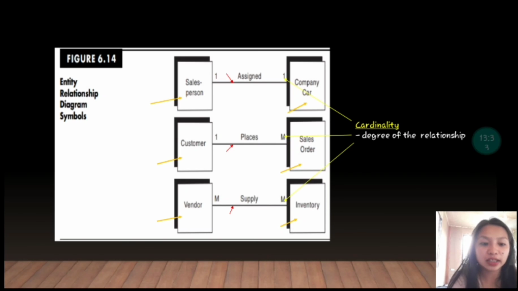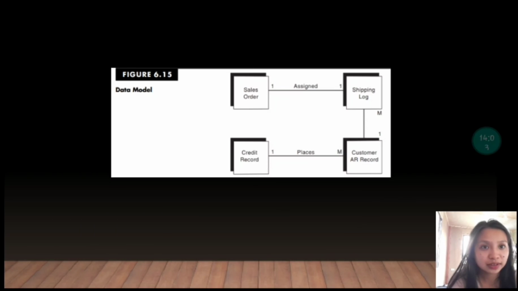That is the cardinality. So if we think of entities in the ER diagram as files of records, cardinality is the degree of relationship. It can be the maximum number of records in one file that are related to a single record in the other file, and vice versa. So next would be figure 6.16.